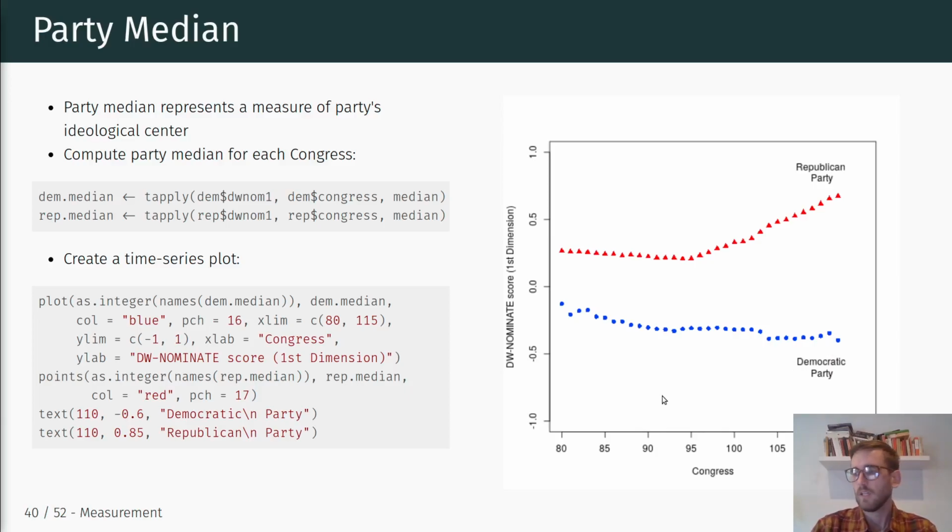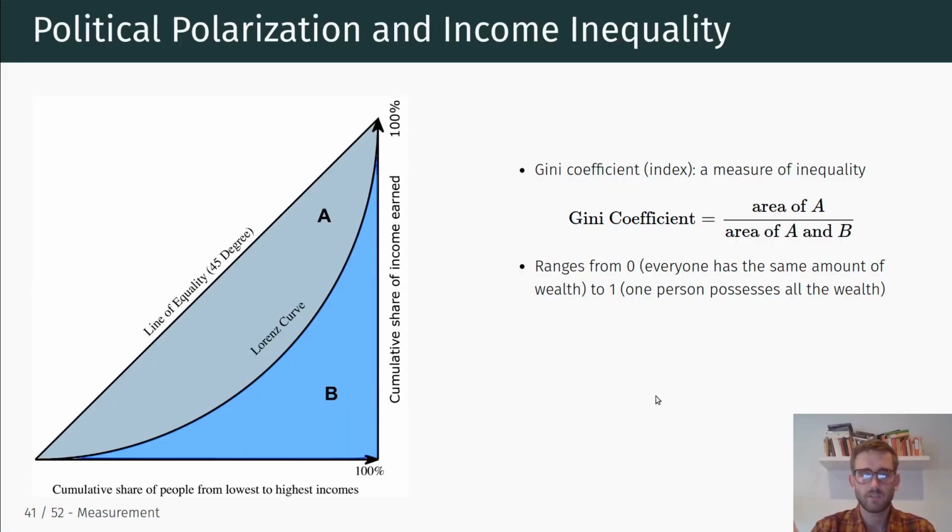Okay. Lastly, of course, we can think about what the underlying reasons are that cause this polarization. One argument could be that it's related to increasing income inequality. One way to measure income inequality is to use the Gini coefficient, which is visualized here. It ranges from 0 to 1, where 0 implies that everyone has the same amount of wealth, and 1 implies that one person has all the wealth and everyone else has nothing, right?